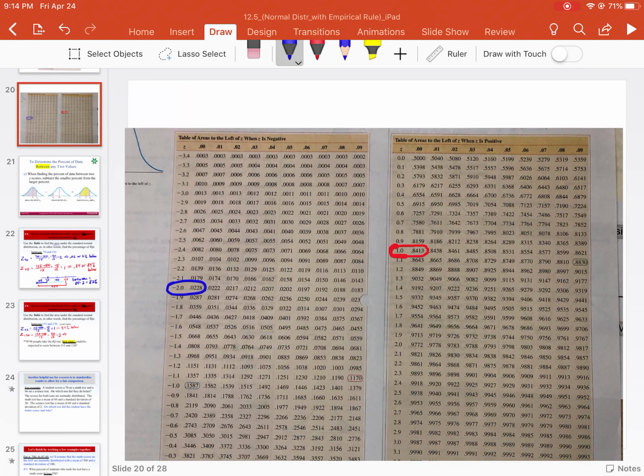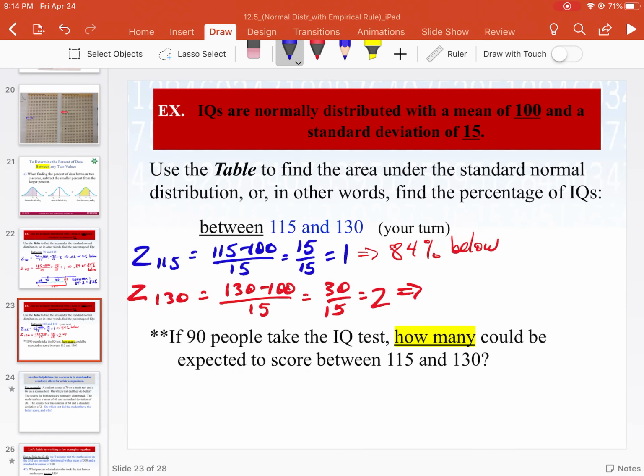So 2 standard deviations, 0.977 or 0.98. Okay. So 98% below. Okay. So what percent is between? Well, I'm going to draw it out down here, and then I'm going to erase it so we can answer the next question.